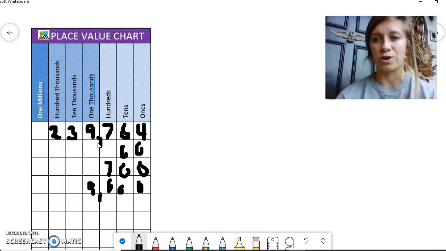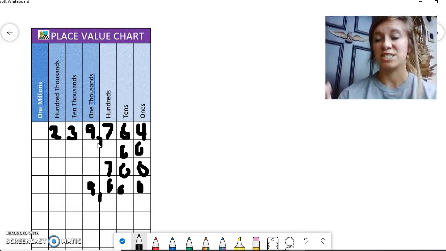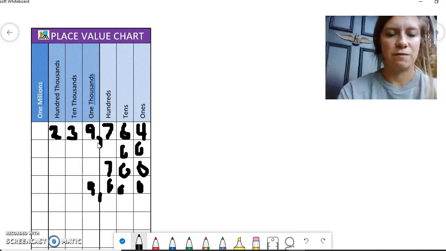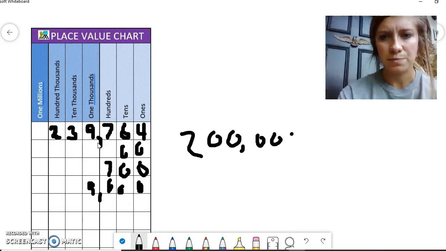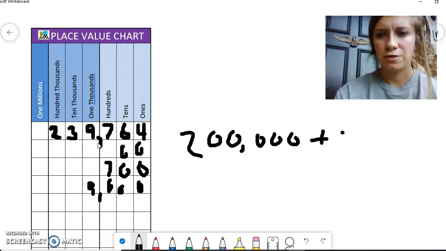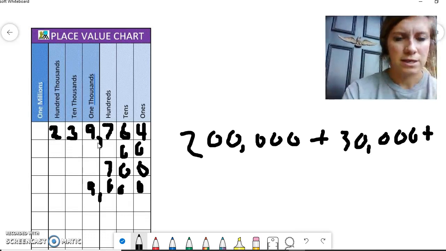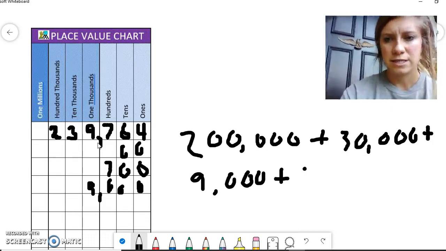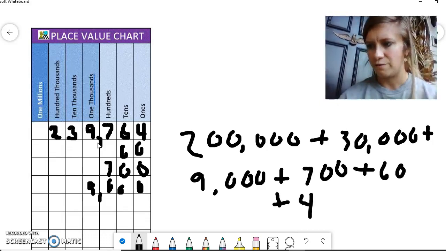Okay, a number can also be written in its expanded form. That's another vocabulary word that we'll be going over this week. Expanded form is the number written as the sum of the values. So if I were to write this number in expanded form, it would be 200,000 plus 30,000 plus 9,000 plus 700 plus 60 and plus 4. That would be expanded form.